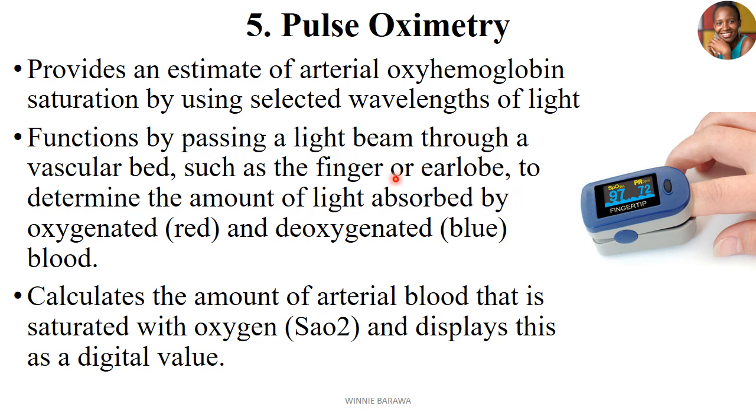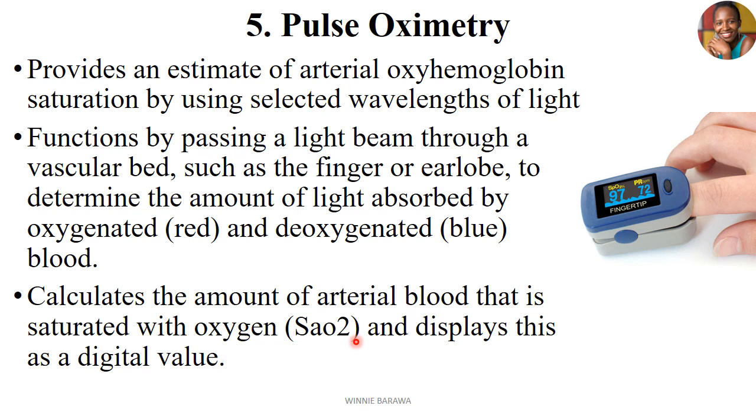So this is our oximetry machine, or the oximeter, and you can use the fingers. For children, you can go for the earlobe, because sometimes the fingers are so small they may not fit on this machine properly. It will calculate for us the amount of arterial blood that is saturated with oxygen, and it will display as SaO2 or SpO2. This shows the value of the saturation of oxygen, and it will display itself as a digital value.